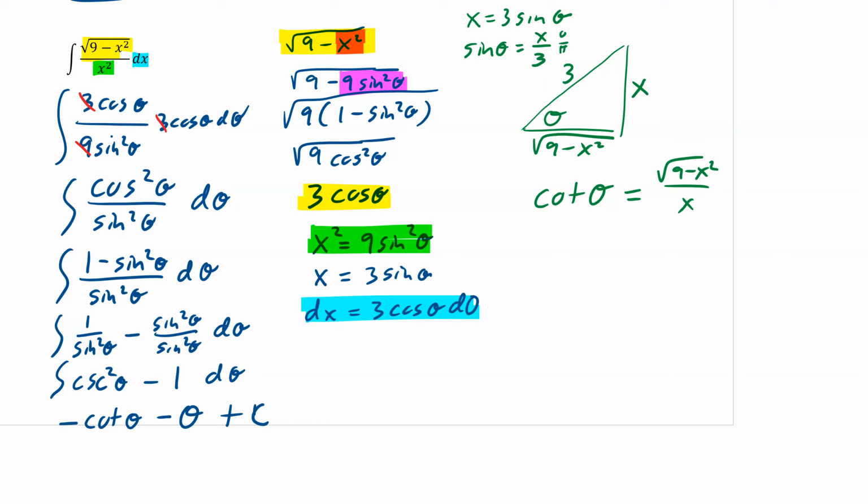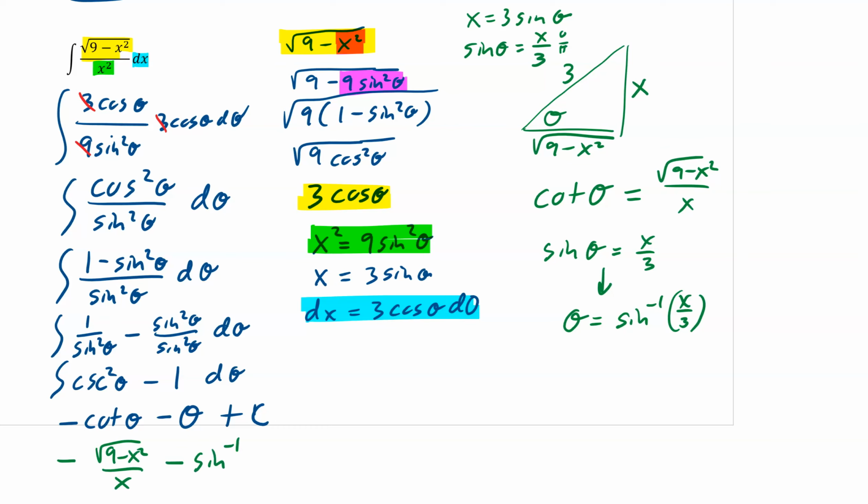But we're also going to need theta. So if you see that sine theta is x over 3, we immediately know that theta is going to be inverse sine of x over 3. And now we can plug those in and get our answer. So it's negative square root of 9 minus x squared over x minus inverse sine x over 3 plus c. And that's our final answer.